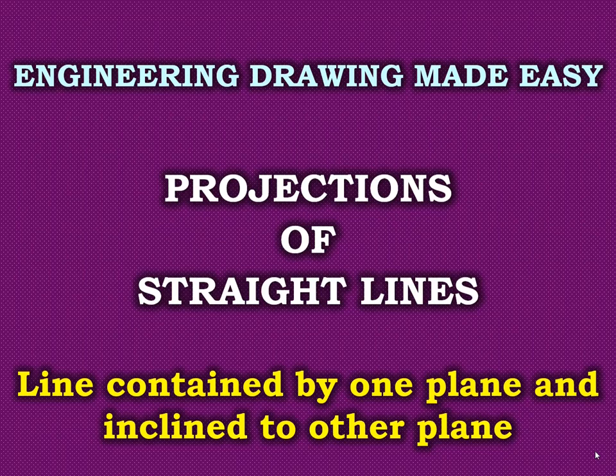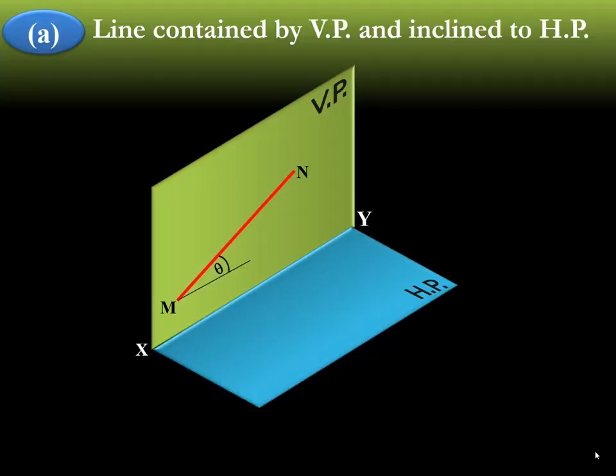Hello friends, in this video I am going to explain the projections of straight lines contained by one reference plane and inclined to the other reference plane. There are two subdivisions in this category. First, let us consider a line contained by vertical plane and inclined to horizontal plane.